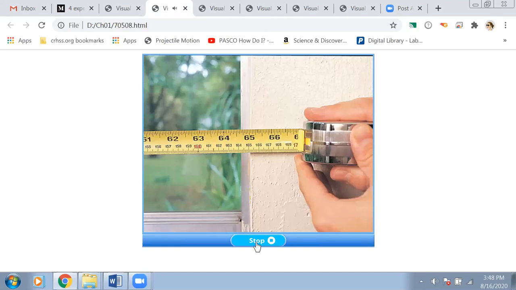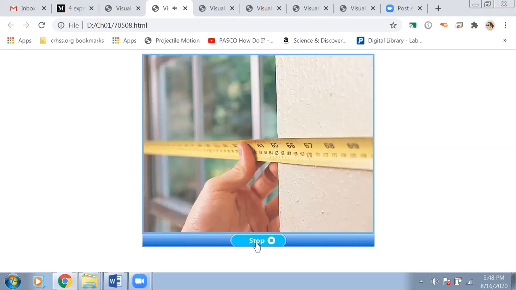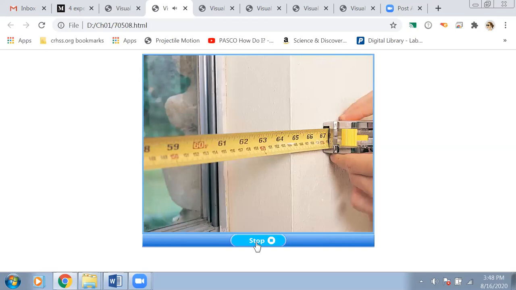If you measure the width of this window frame by keeping your line of sight directly over the measurement, you will find that it is 165.2 centimeters long. If you look from the right, you may report a measurement that is too long. If you look from the left, you may report a measurement that is too short.